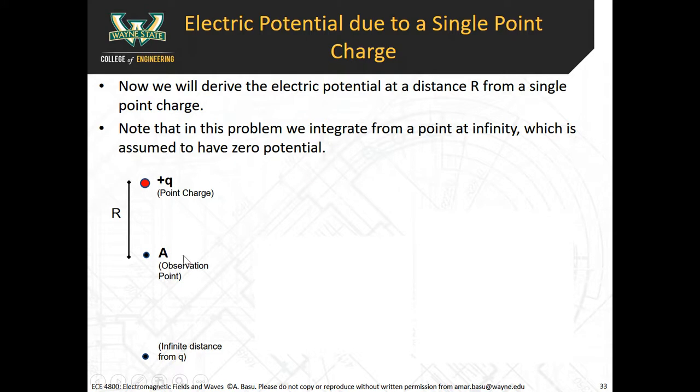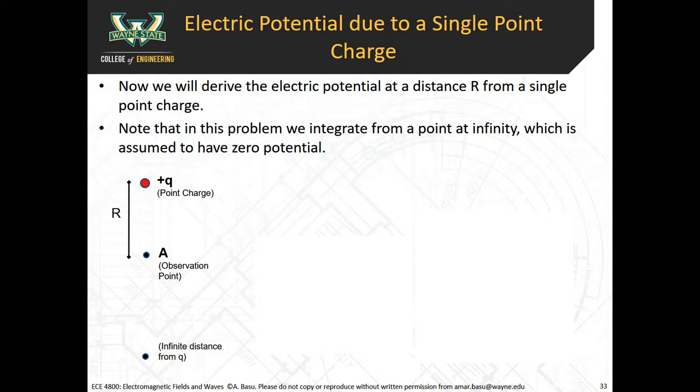So a point charge generates an electric field. The closer you are to that point charge, the more scalar potential you're going to have. So A has some scalar potential because it's at distance r away from there. And this other point, which is infinitely far away, has basically 0 potential.